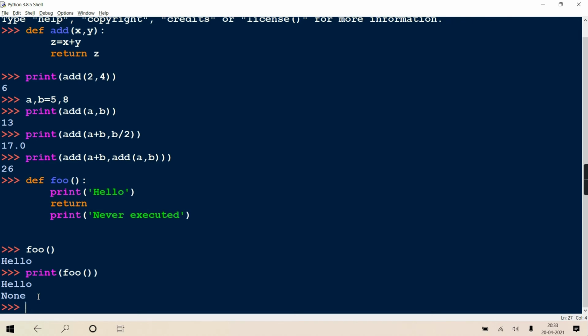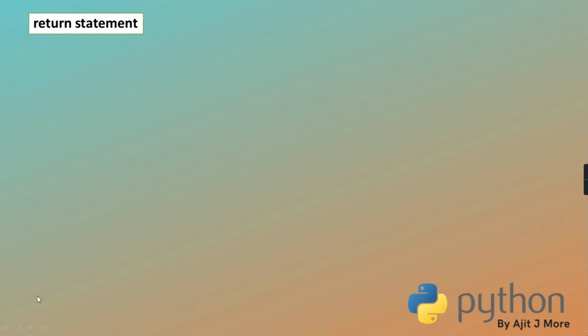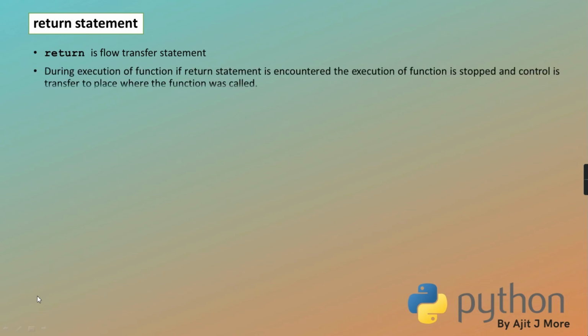Okay? So I hope you got it. See, return is a flow transfer statement. Means it will alter the flow of execution from one point to another. During execution of a function, if a return statement is encountered, the execution of the function is stopped and control transfers to the place where the function was called.